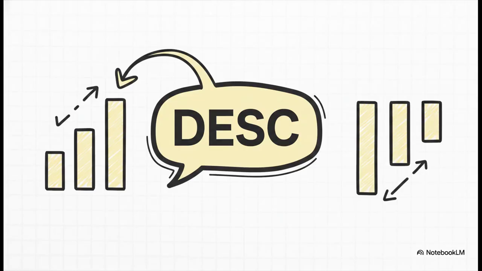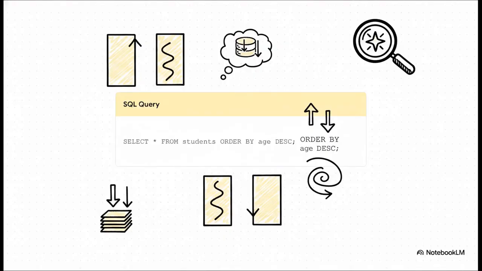Okay, that's great. But what if we want to find the oldest students first? We need to flip that sort order around. And luckily, SQL gives us a really simple keyword to do just that: DESC, which, as you can probably guess, is short for descending. Now let's look at the query again.